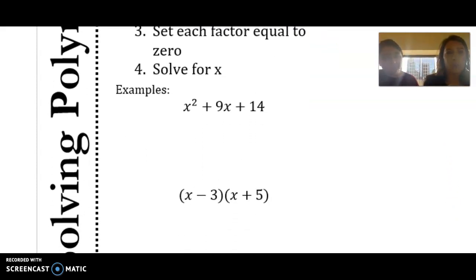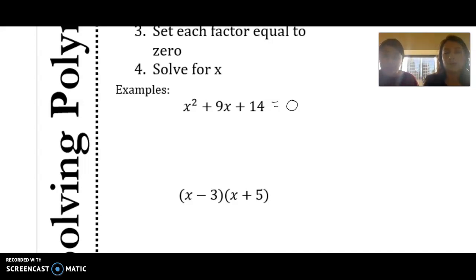So let's go ahead and get started. Step number 1 on our first one. What is our step number 1? We want to make sure we're setting that equation equal to 0. So it'll read x squared plus 9x plus 14 equals 0. And is this already in factored form? No, I don't see two sets of parentheses. So what's the first thing that I need to do?